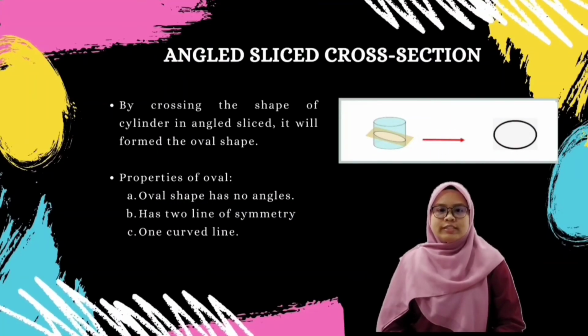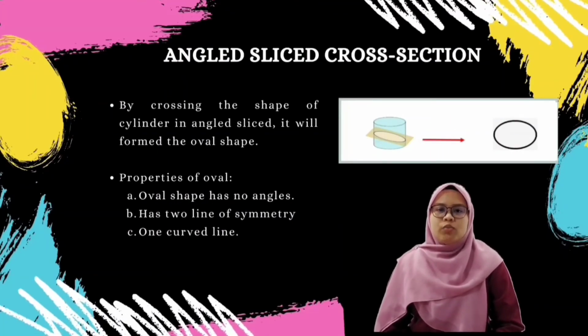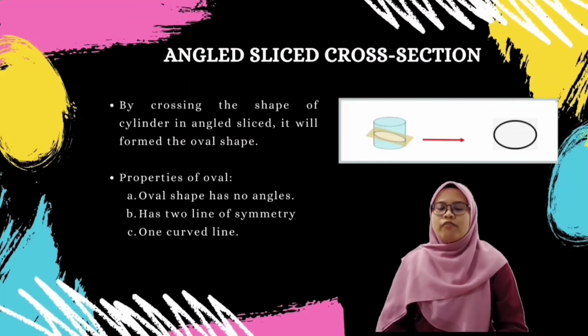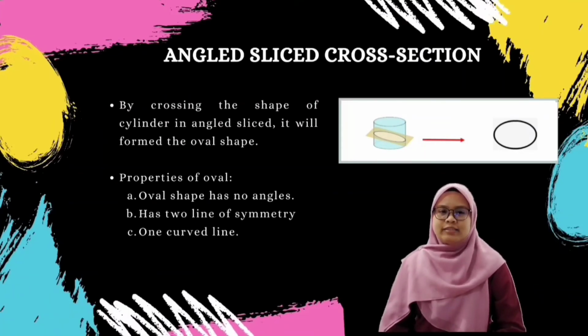Next, by crossing the shape of the cylinder in angle slice, it will form the oval shape. An oval shape has no angles, has two lines of symmetry, and only has one curved line.